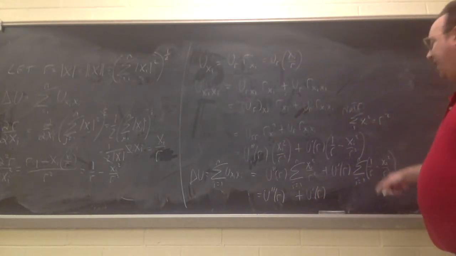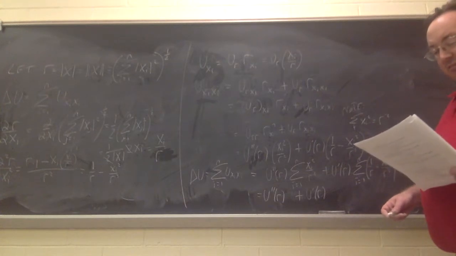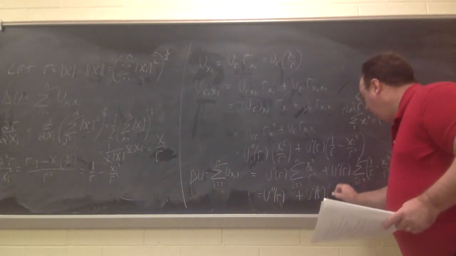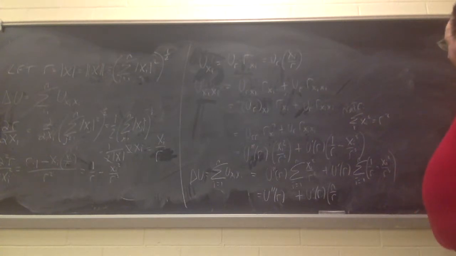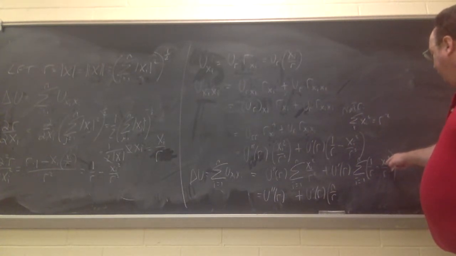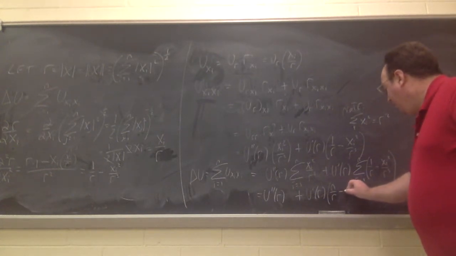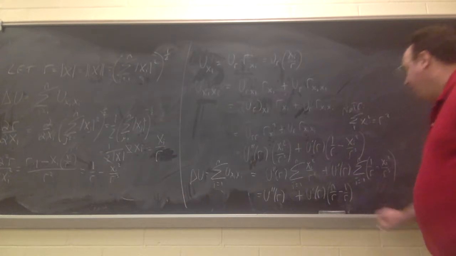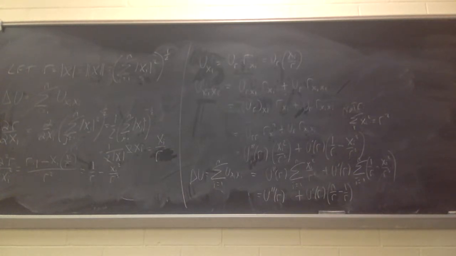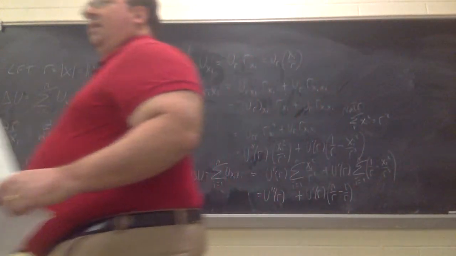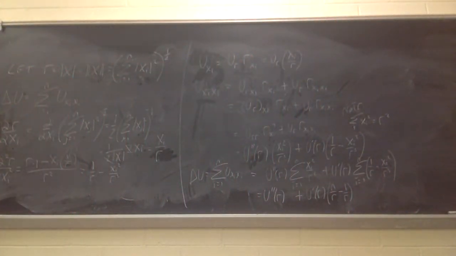Now 1 over r, I'm just adding that up n times. So that's going to give me n over r. And then here again, I have these numerators summing to r squared. So I'm going to get minus 1 over r. So that's my Laplacian. That's just triangle U. Yes, it is. Laplace. Yeah.